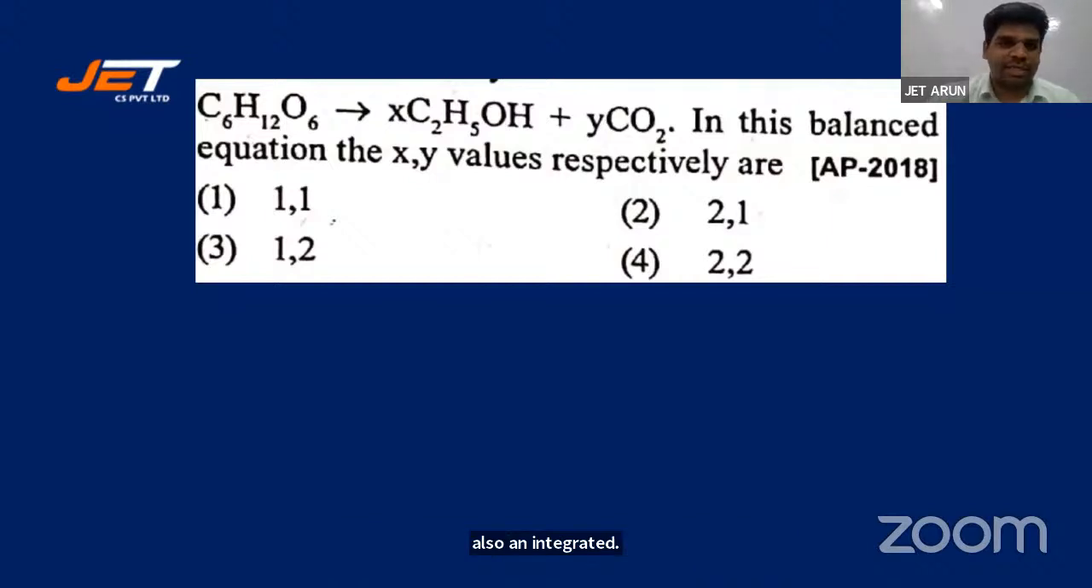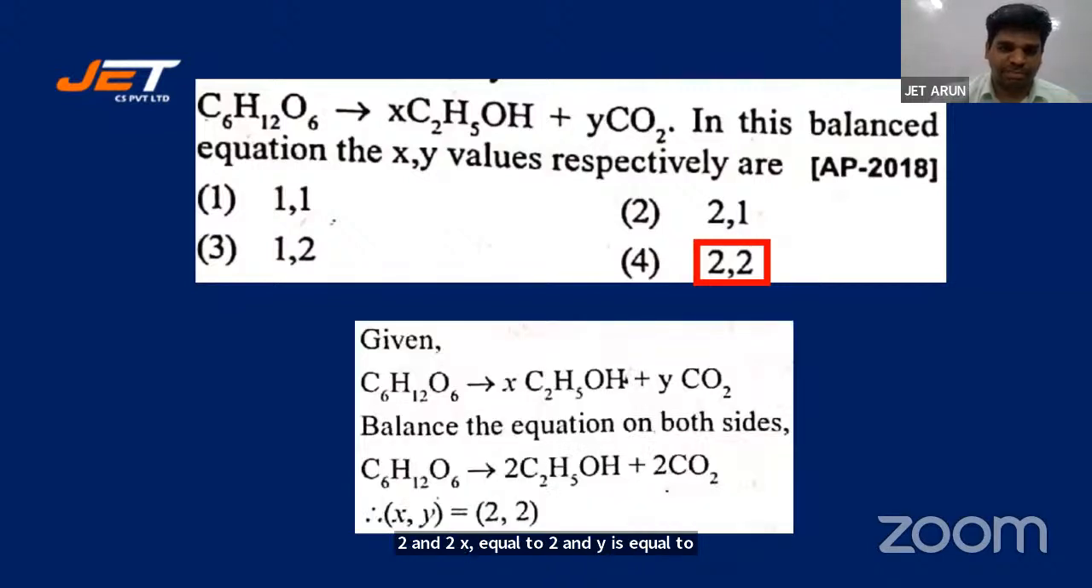Okay, let's see the key. 2 and 2: X is equal to 2 and Y is equal to 2. Let's look at the equation. C6H12O6 gives rise to 2C2H5OH plus 2CO2. So X is equal to 2 and Y is equal to 2. Yes, 4 is absolutely right, students. Pavan Sai, Rajeshwari, Sai Teja, Sunil, Vedha. Yeah, others who have gone wrong, please correct yourself.